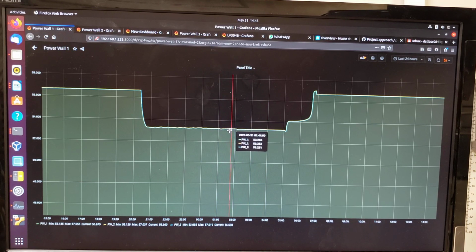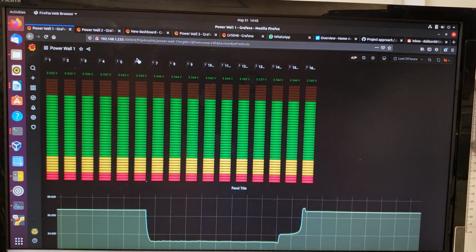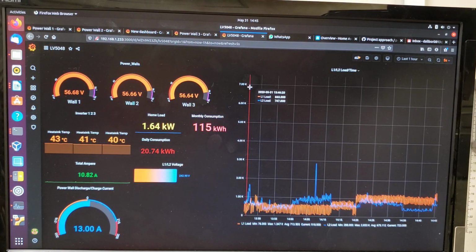This shows the voltage of all three power walls. Okay, so let's look at Powerwall one right now. It's full, of course. Powerwall number two. Powerwall number three.